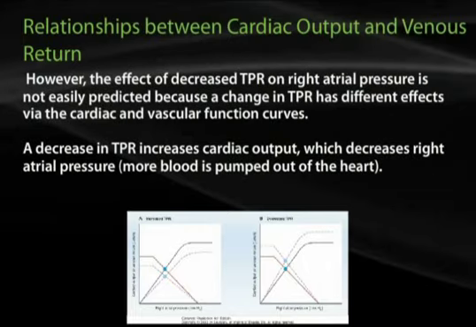However, the effect of decreased TPR, again on right atrial pressure, is not easily predicted because a change in the TPR has different effects via the cardiac and vascular function curves. A decrease in TPR increases cardiac output, which will decrease right atrial pressure because more blood is being pumped out of the heart and less blood is held up in the right atrium.